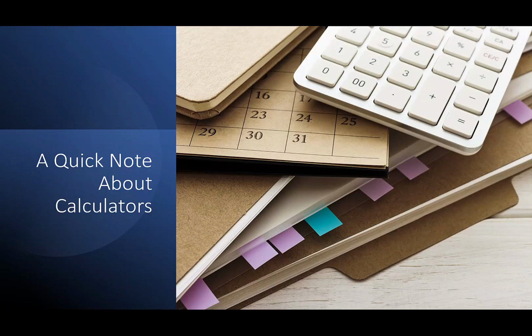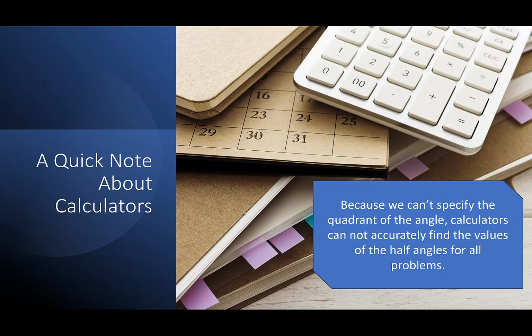I wanted to add a quick note about calculators for these problems. Because we can't specify the quadrant of the angle, when you put values into the calculator, it cannot accurately find the values of the half angles for all the problems. You might get lucky and find a couple that work if you're in the first quadrant. But as we move from quadrant to quadrant, the calculator doesn't know when to insert negative signs into the formulas used to calculate the half angles. Because of that, you can get a misleading and inaccurate value if you rely on calculators to solve these types of problems.